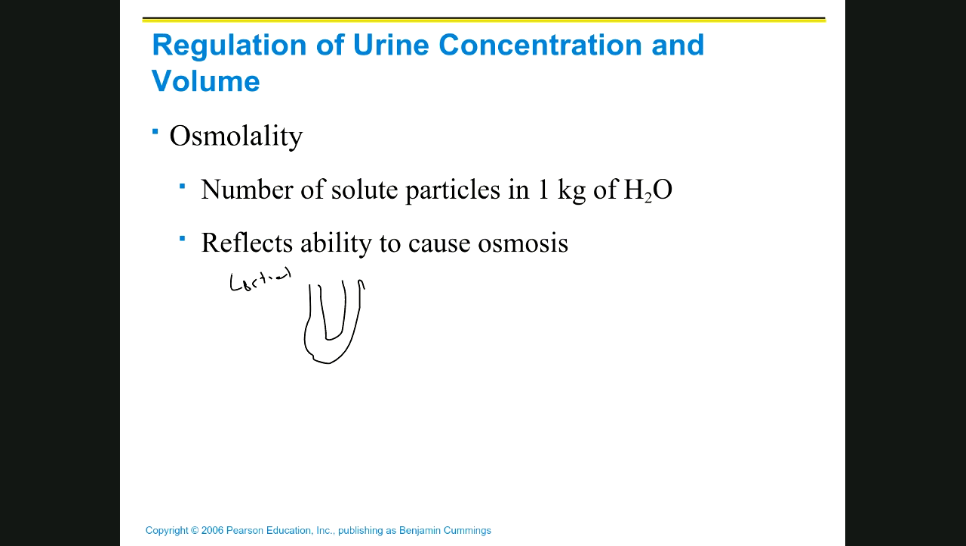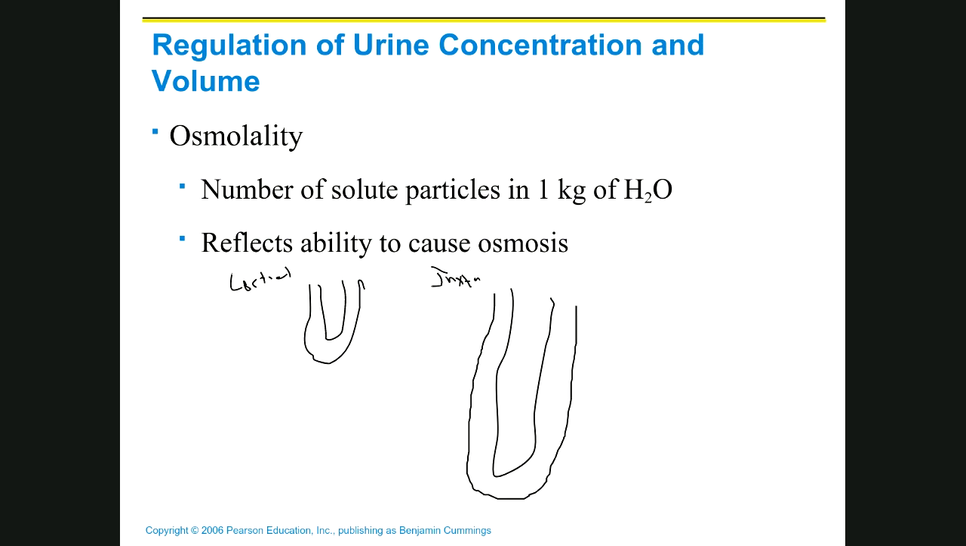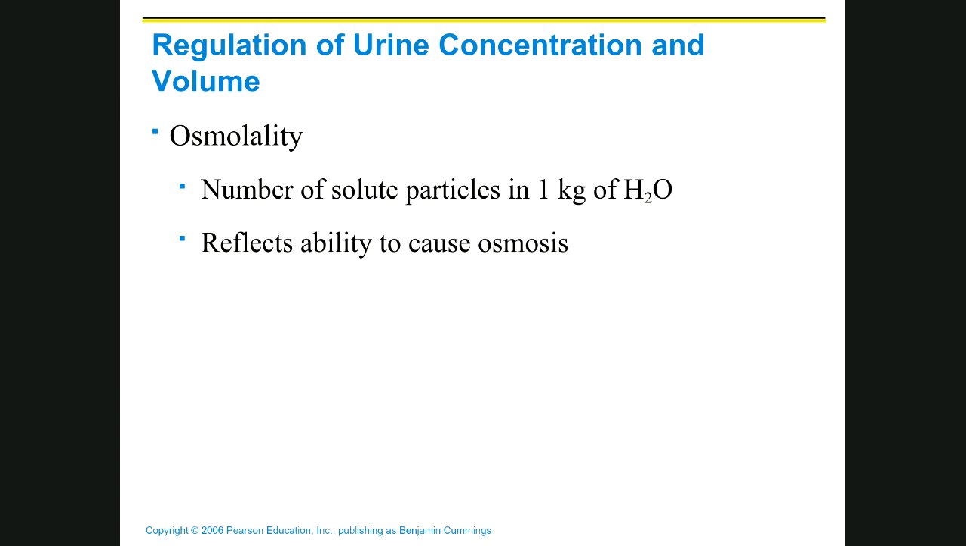But we also have those juxtamedullary nephrons. And they are much longer. They hang down like this. Well, cortical nephrons are almost completely enclosed by the cortex, but juxtamedullary nephrons hang down into the medulla. Well, let's look at the cortex versus the medulla.